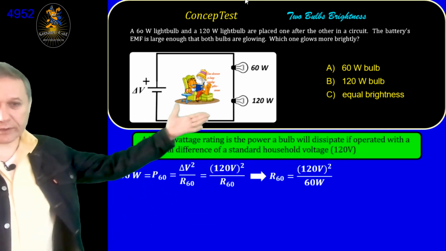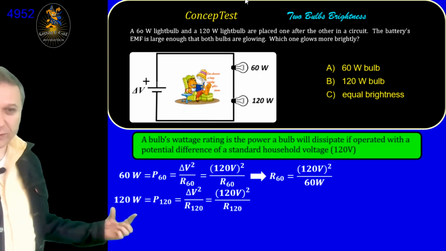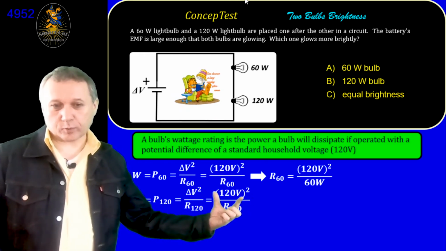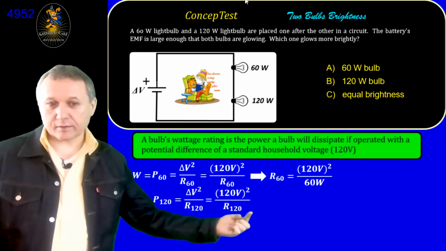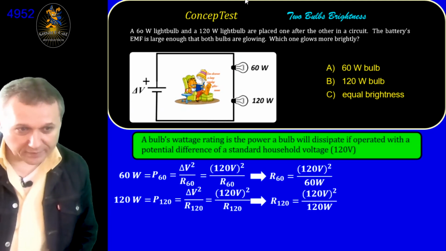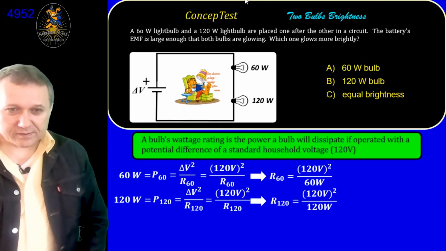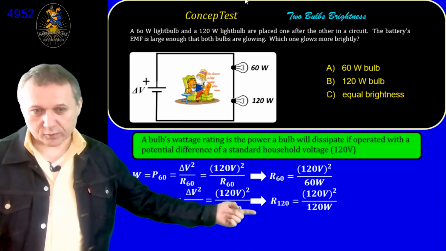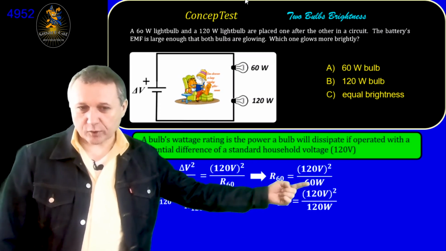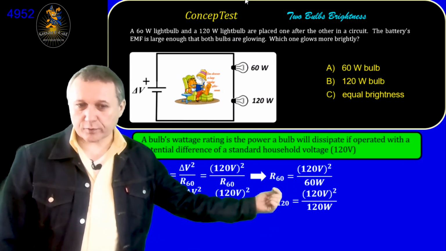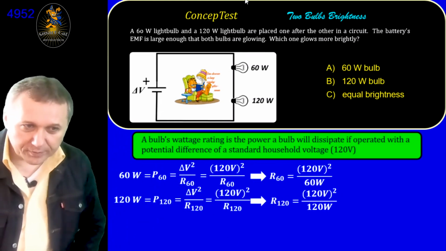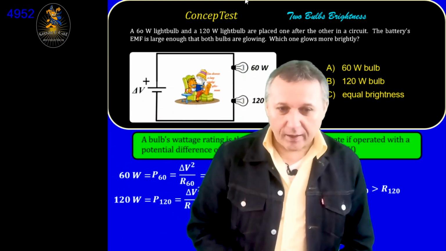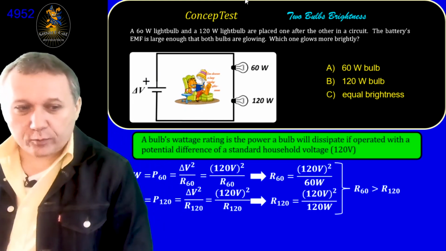Let's do the same for the 120 watt bulb in exactly the same way. So the same formula. Power is given, and of course this power is calculated assuming that 120 volts is used. Of course, we can get the resistance for the second bulb. Again, you can calculate the number. I didn't. Now we can compare which resistance is larger. Since the numerator is the same, the denominator is smaller in this case, so of course the resistance of the 60 watt bulb is larger.